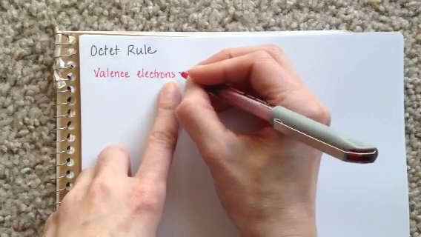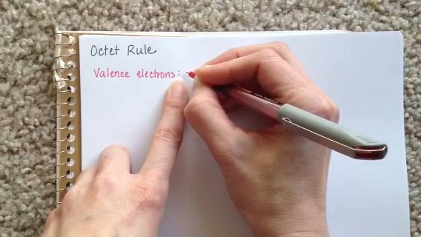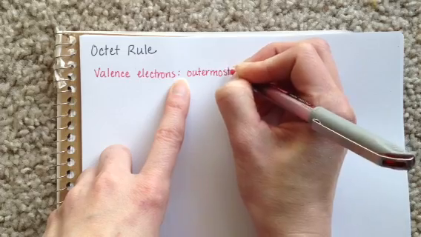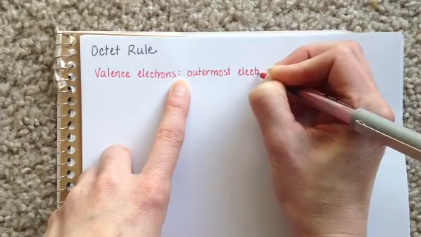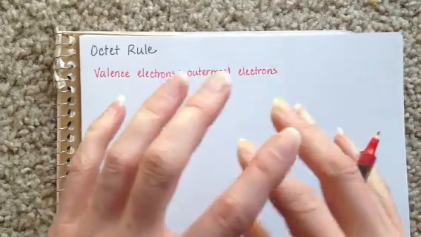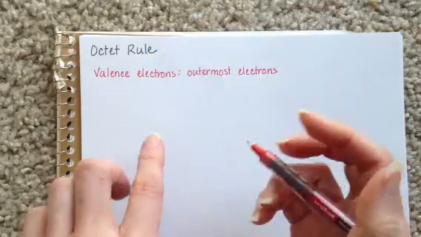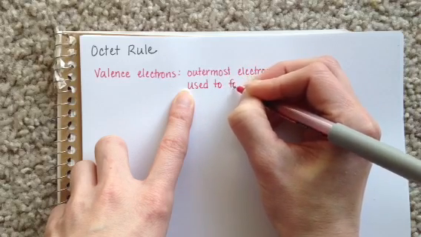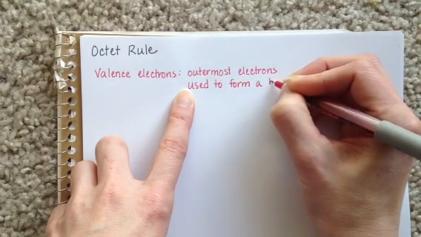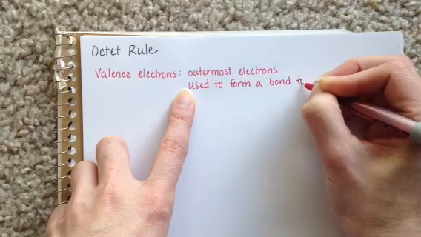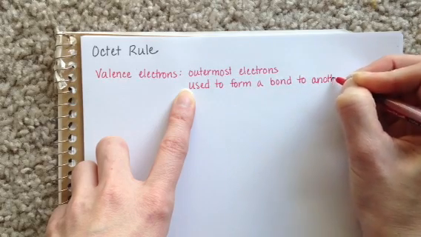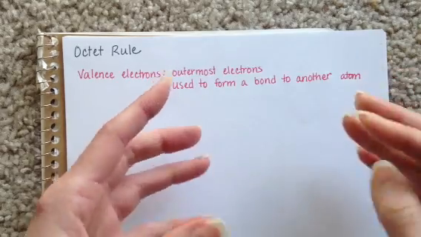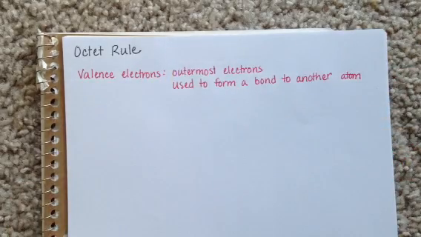So just as a reminder, the valence electrons we're calling the outermost electrons, because they are on the outside of the surface of the atom, and they are the electrons that are used to form a bond to another atom. And the bond is exactly what you think it is. It's just a connection that holds the two atoms together.